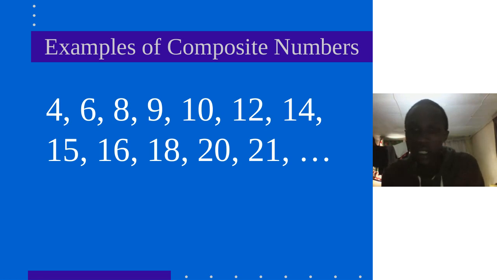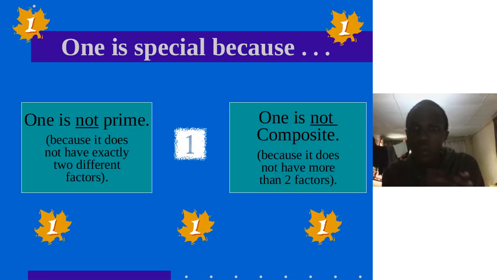Let's look at our next part, which is why 1 is special. 1 is not a prime number because it does not have exactly two different factors. It only has 1, and a prime is divisible by itself and 1. So 1 has only one factor, not two. 1 is also not composite because it does not have more than two factors. It only has 1 factor, which is 1 itself. 1 times 1 is equal to 1.